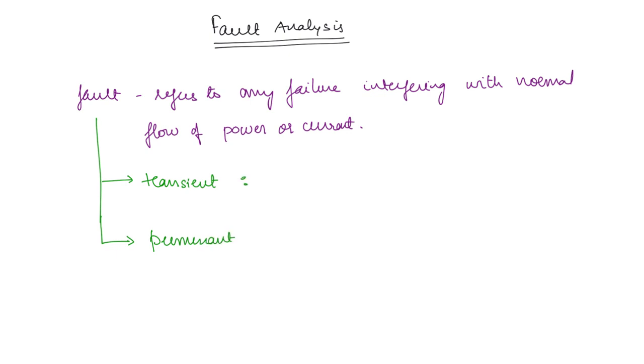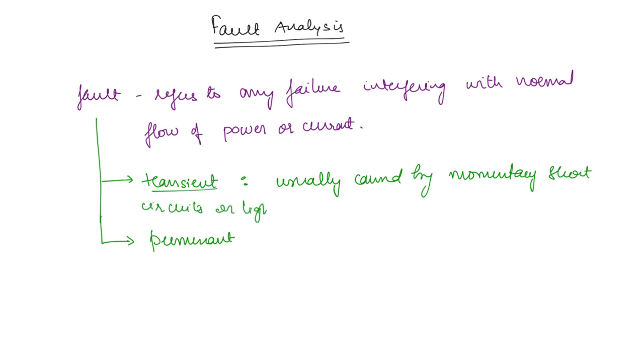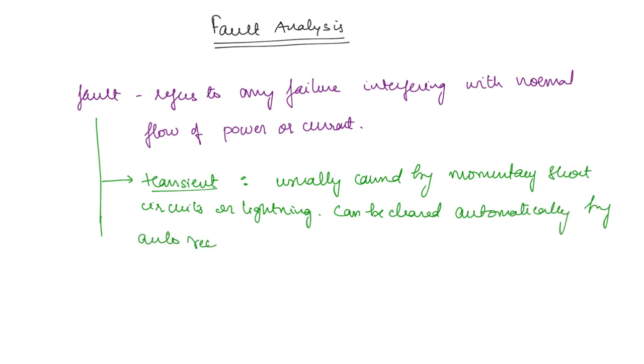Now transient faults are usually caused by momentary short circuits or lightning. So this will also cause some transient fault. They can be cleared automatically by auto reclose circuit breakers.